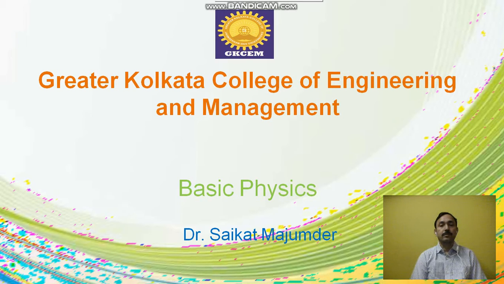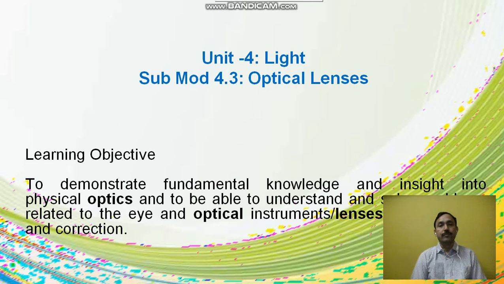Under the Basic Physics course for Diploma Engineering students, we will discuss optical lenses. It is in continuation of our first lecture on optical lenses. Already we have stated in our first lecture that optical lenses is in submodule 4.3 of the Diploma Engineering syllabus. It falls under Unit 4 of Light.